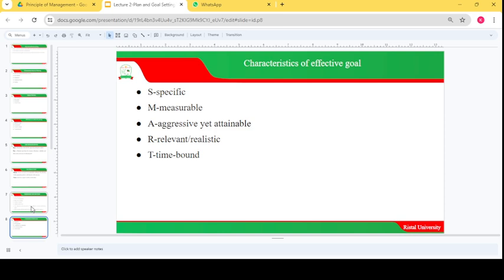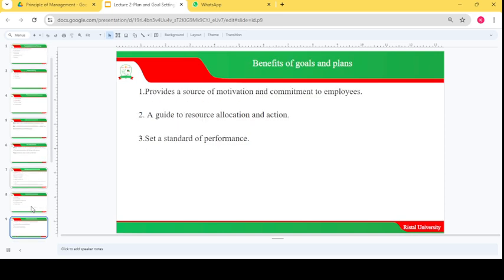So a goal should challenge you to step outside your comfort zone and strive for improvement, but it should also be realistic and attainable within your capabilities and resources. And then we have relevant and realistic. So it should align with your overall vision and mission. And then we have time bound. So it should have a specific time deadline for the achievement. You need to have a specific time deadline for achieving your goal.